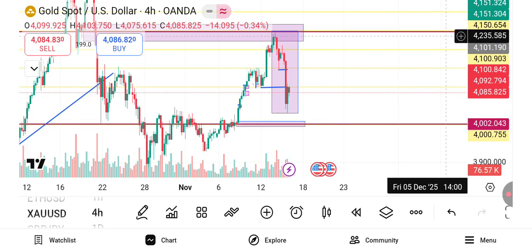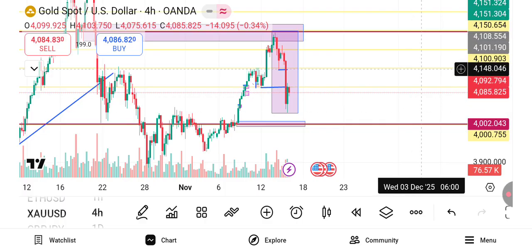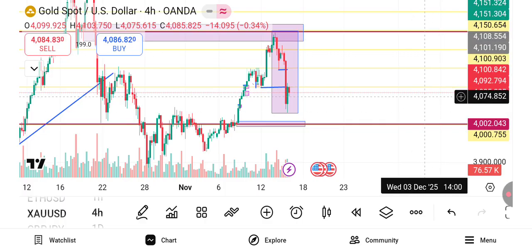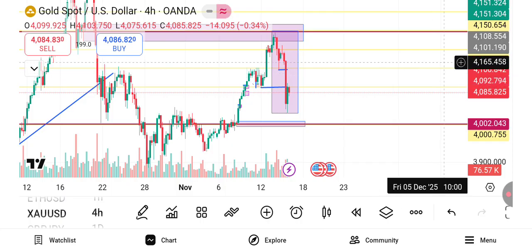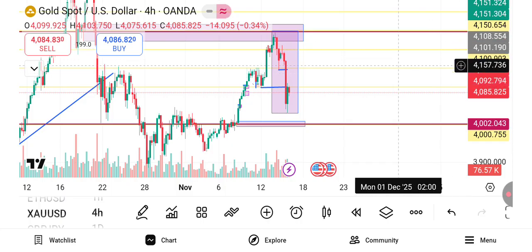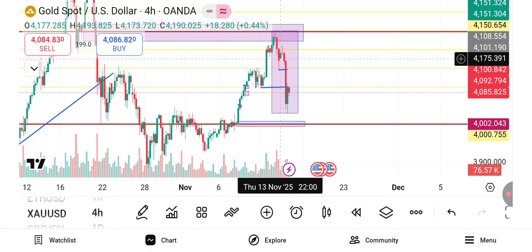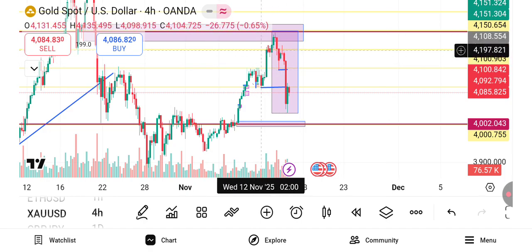So I catch some of this buy, and I take my profit on this buy. I think I catch the buy from this level, and then I take my profit around this zone.